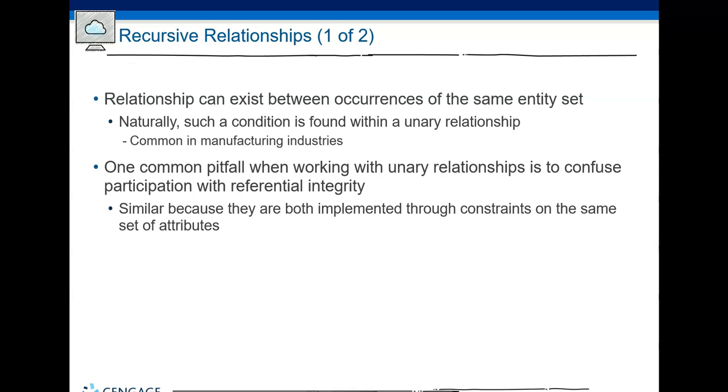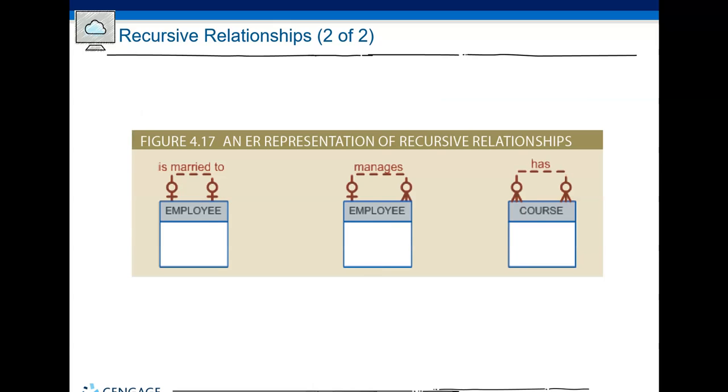Okay, recursive relation. Naturally, such a condition is found within a unary relationship. That's what I was saying, that if it's unary, it's recursive, sort of automatically. One common pitfall when working with unary relationships is to confuse participation with referential integrity. I'm not sure what they mean here, but the thing about referential integrity that would matter is that the row for the employee who's the manager has to exist before you can manage an employee with it as a foreign key. So that's kind of what they're talking about there.